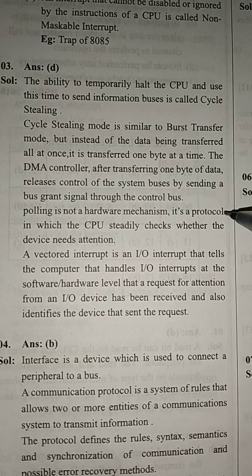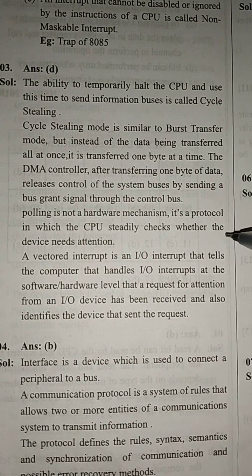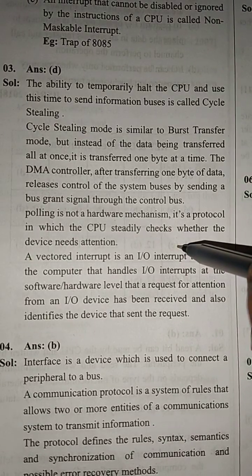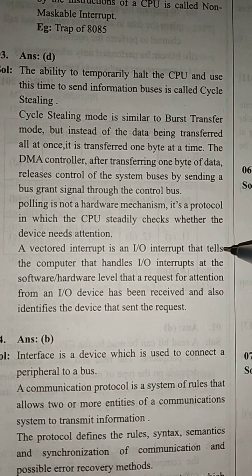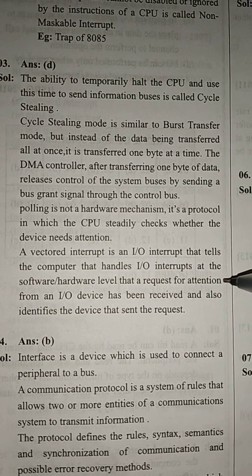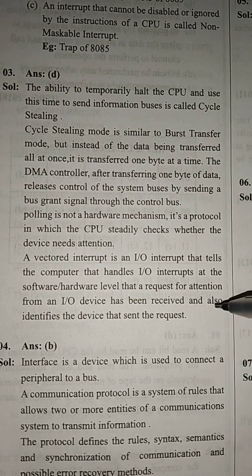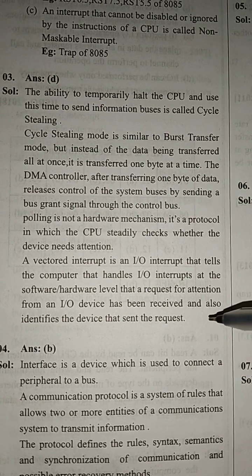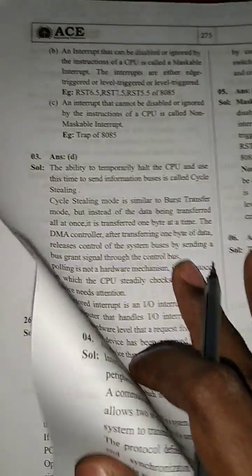Polling is not a hardware mechanism, it is a protocol in which the CPU steadily checks whether the device needs attention. A vectored interrupt is an I/O interrupt that tells the computer that handles I/O interrupts, at the software or hardware level, that a request for attention from an input-output device has been received and also identifies the device that sent the request.